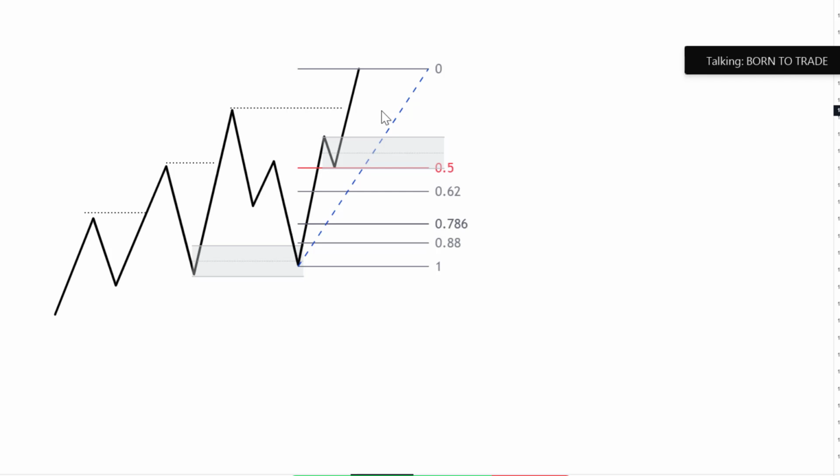We look to do what? We look to buy low. When price is at a lower price, we look to buy, and when price is at a higher price, we look to sell. So at this point, price is still at a higher price.